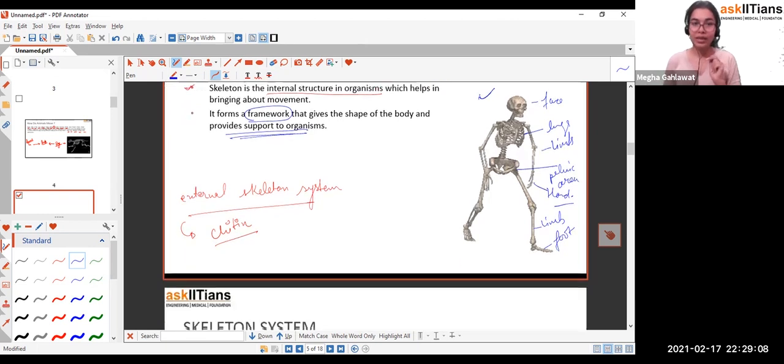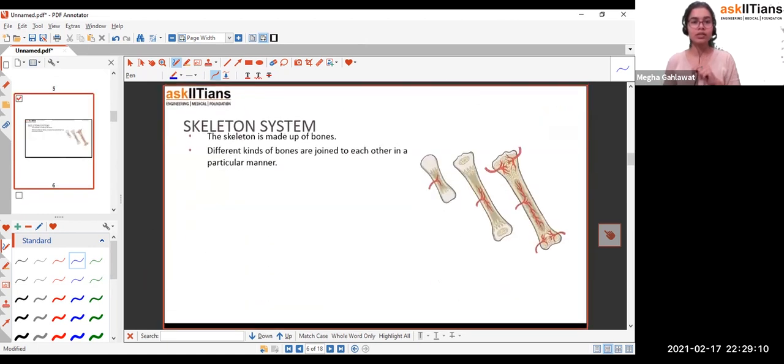And then the entire organism is made. Now that being said, we're going to move forward to the skeletal system. What exactly is it made up of? Well, it is made up of bones, and there are different types of bones in our body which are attached with each other. You'll be learning more about the different types of bones in the higher classes, but for the time being, we're just going to move forward with the functions of the skeletal system.